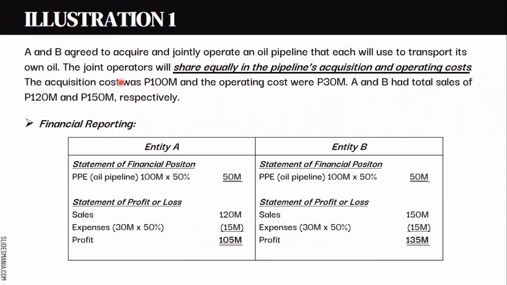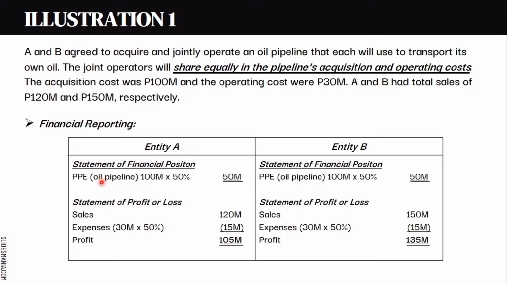The acquisition cost was 100 million and the operating costs were 30 million. A and B had total sales of 120 million and 150 million respectively. So meron silang stipulation, agreement, share equally daw sila sa pipeline acquisition and operating costs. Pipeline is a non-current asset under Statement of Financial Position.